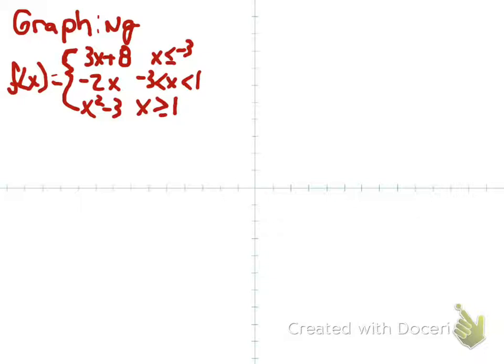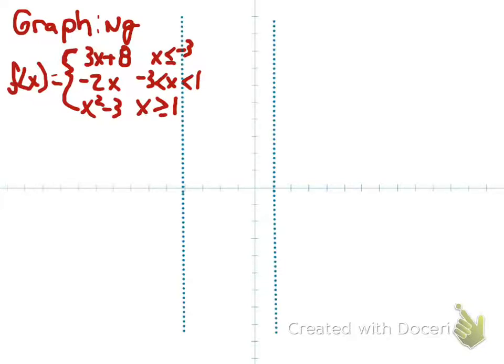So here we go. On this, what I would do is this. If you notice here, there are boundaries. We're going to graph this. These lines right here, x less than -3, x between -3 and 1, and x greater than 1, create vertical line boundaries. And you can see those vertical line boundaries there. You want to graph based off those.